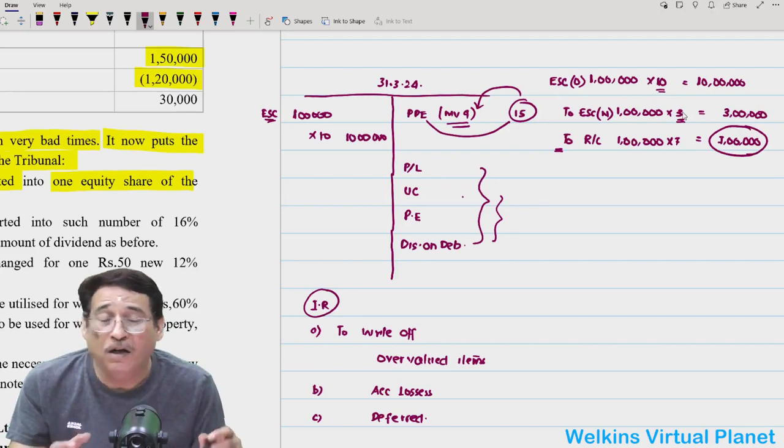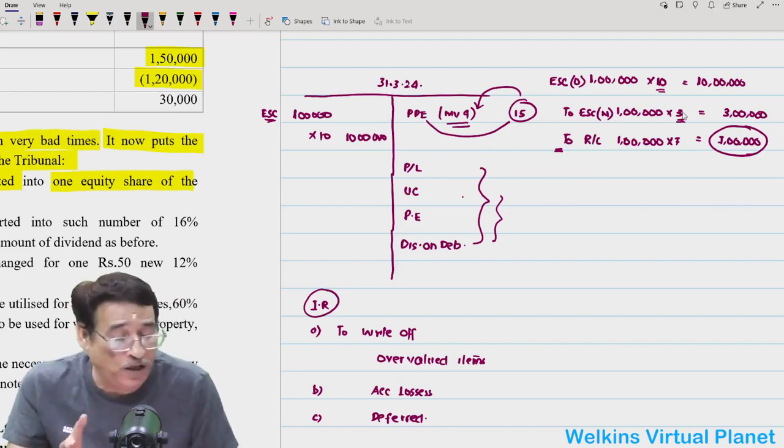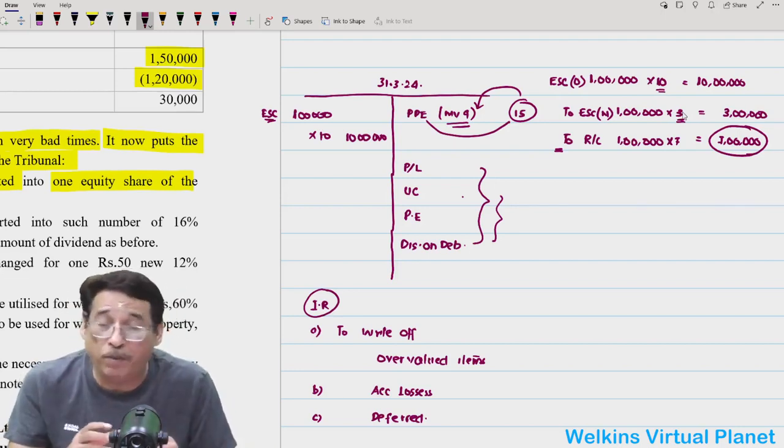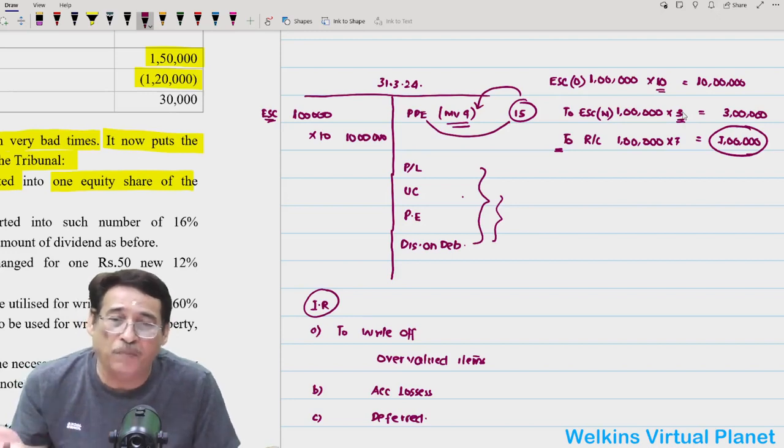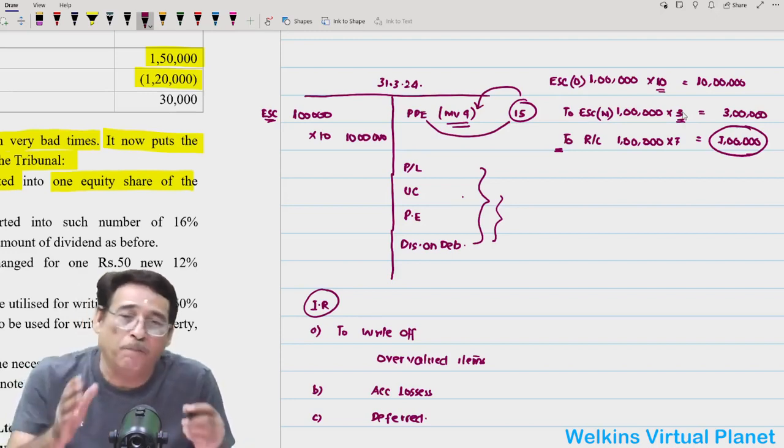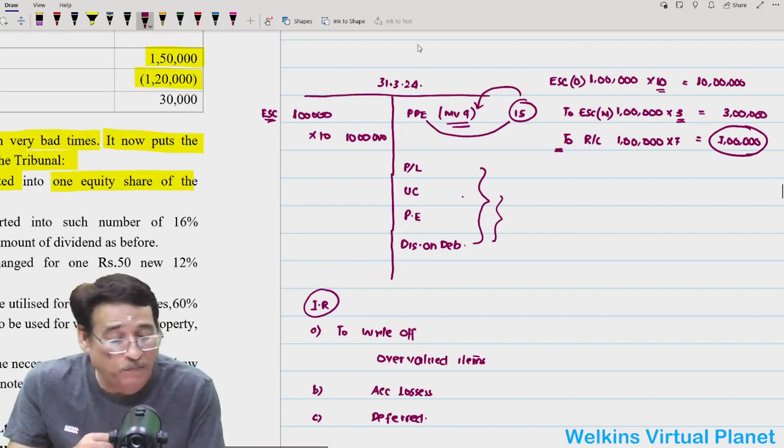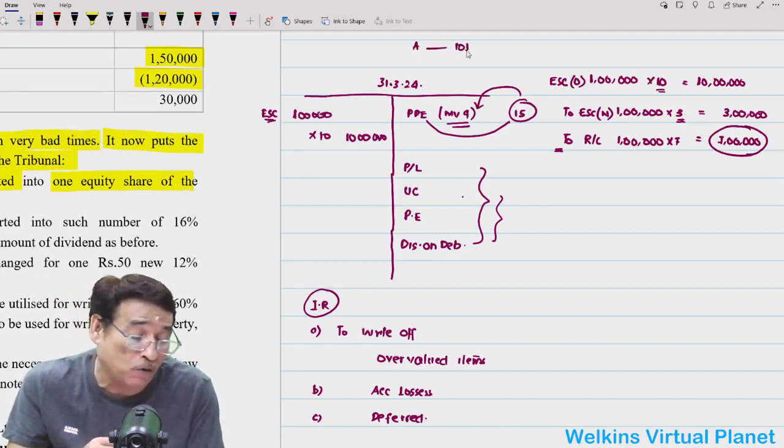Correct? Now the main question is that it looks very easy. Now some of you might be blinking your eyes. Sir, how is it possible? Because in practical life, let us say Mr. A has given 10 lakh worth of rupees to Mr. B.